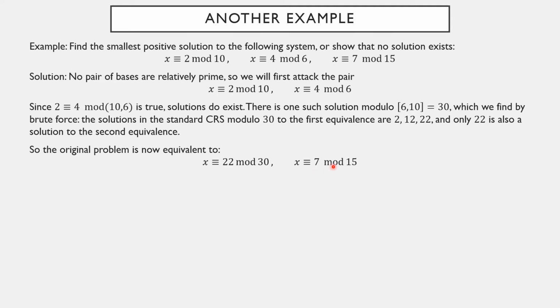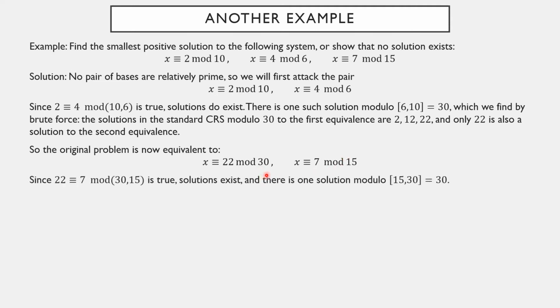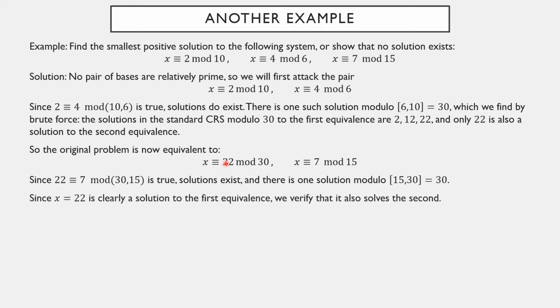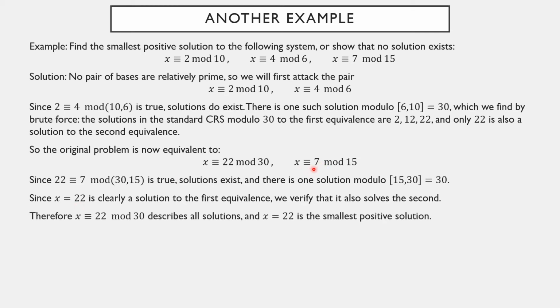and ask, well, now I've got two equivalences. 22 is equivalent to 7 modulo the GCD of 30 and 15. So there are solutions, and there is one solution modulo the LCM of 30 and 15, which is 30 again. So there's only one solution mod 30, but it has to be 22 mod 30, so hopefully 22 mod 30 is the only solution. And indeed, 22 does solve this equivalence as well.